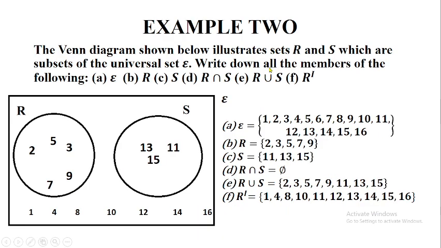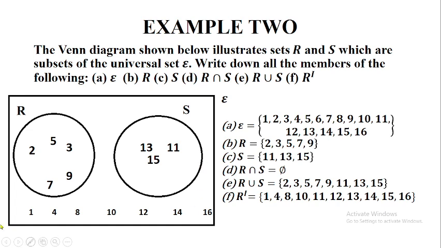Let's see another question also. Now, if you look at the question on the board or on the screen right now, it says that the Venn diagram shown below illustrates sets R and S, which are subsets of the universal set E. Write down all the elements of the following: R intersection S, R union S, then R complement. Now, the first one, of course, you should be able to interpret this diagram as well.